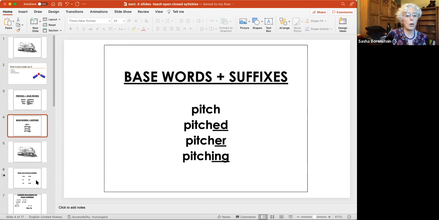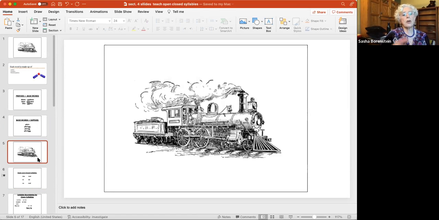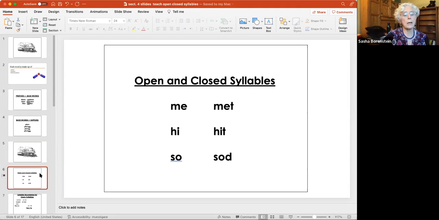Okay, so we now know about those different types of prefixes, suffixes, and base words. Let's learn about two types of syllables. These are called open and closed syllables. And there's something that's the same about them, and there are some things that are different about them.